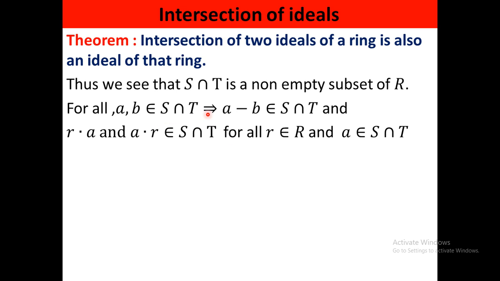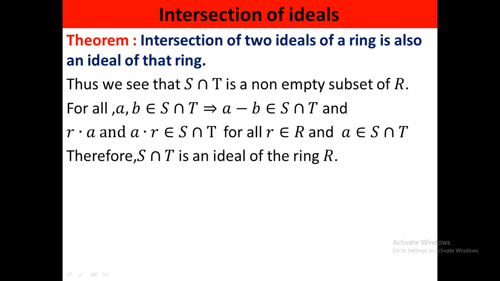And S intersection T is a non-empty subset. So combining all of the three conditions, we can conclude that S intersection T is an ideal of the ring R. Okay, I hope that you can understand that theorem.